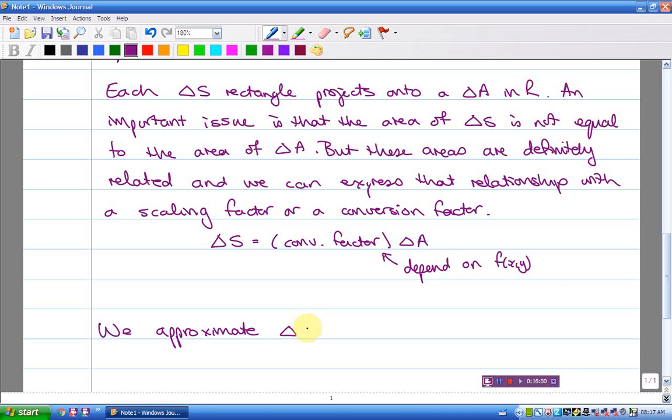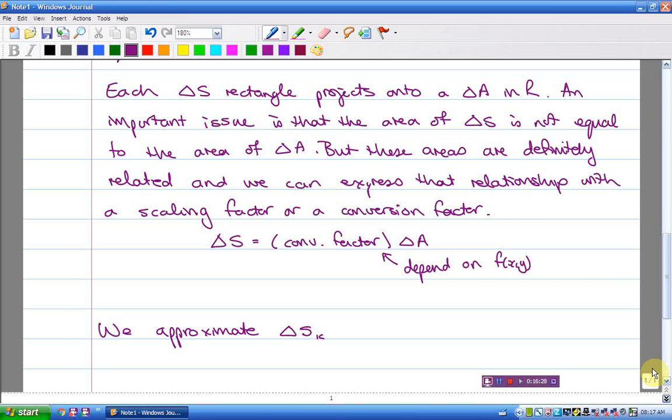Why am I going to do that? Because we know that we can describe the area of a parallelogram using the cross product of vectors. So we're going to describe the area of that little piece of tangent plane using the cross product of vectors, where those vectors have delta x and delta y in them. And that's how we're going to jump from delta S to delta A.